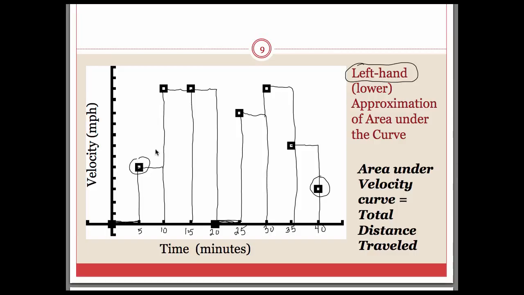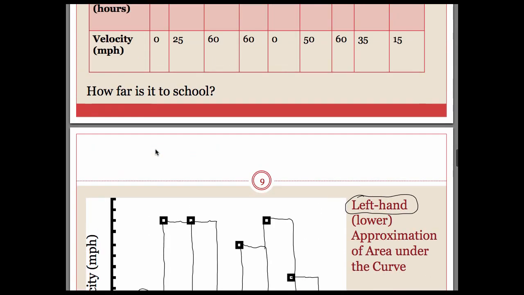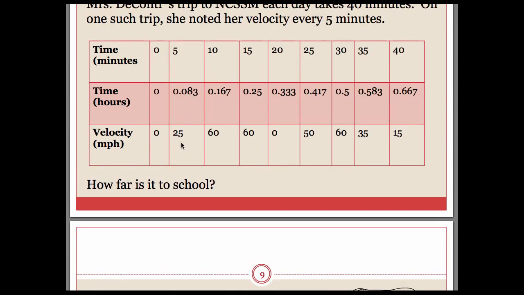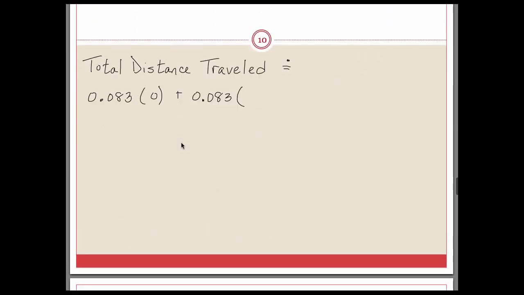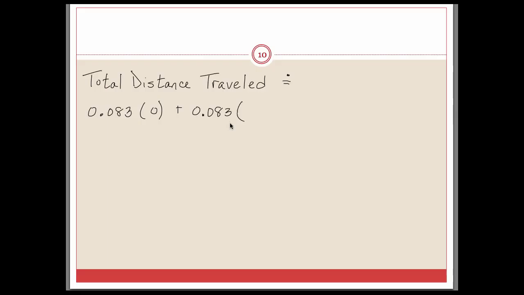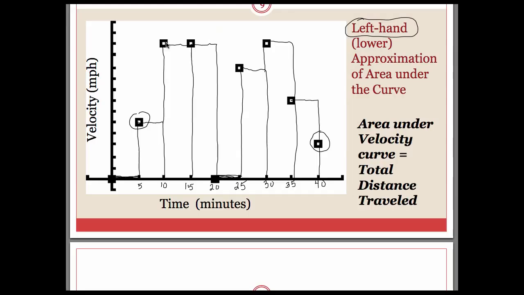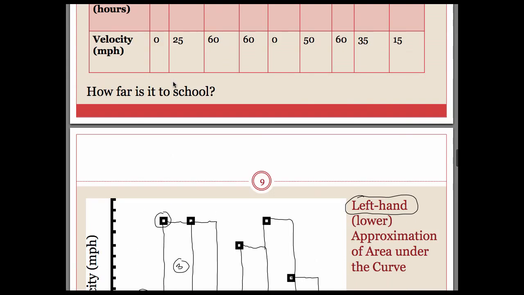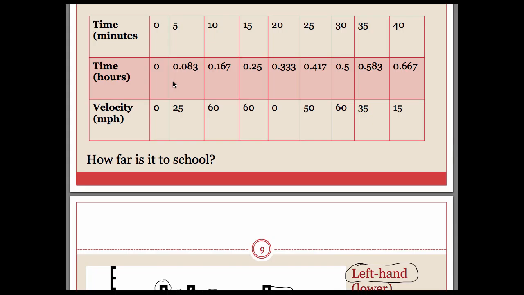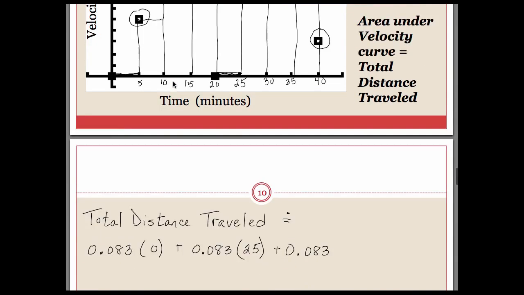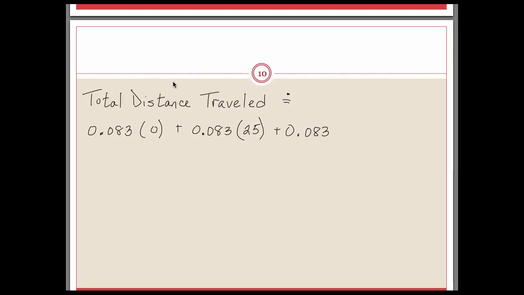So we need to refer back to the velocity Mrs. DeConti was going at 5 minutes. So that would be 25. All right, third rectangle with a width of 0.083. We need to refer now to this height, okay, because this is your third rectangle. So we need to refer to the velocity Mrs. DeConti was going at 10 minutes, which was 60 miles an hour. Hopefully she was on the highway at that point.